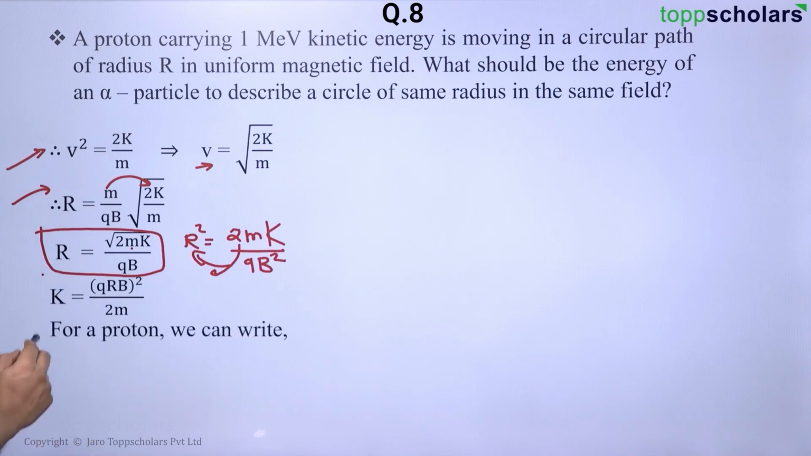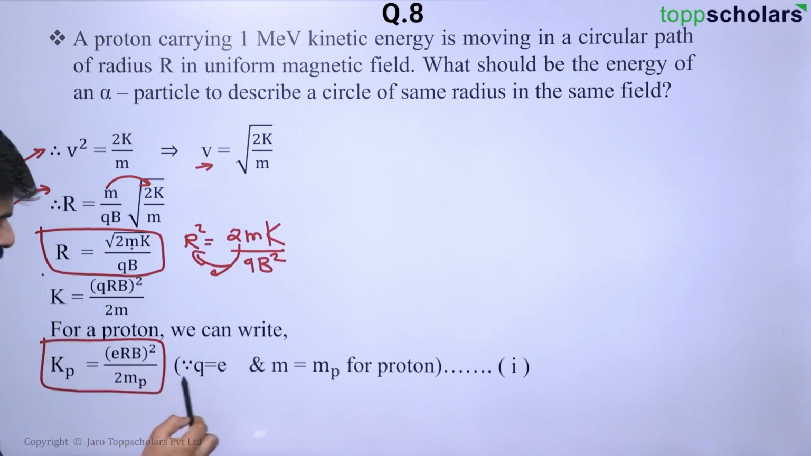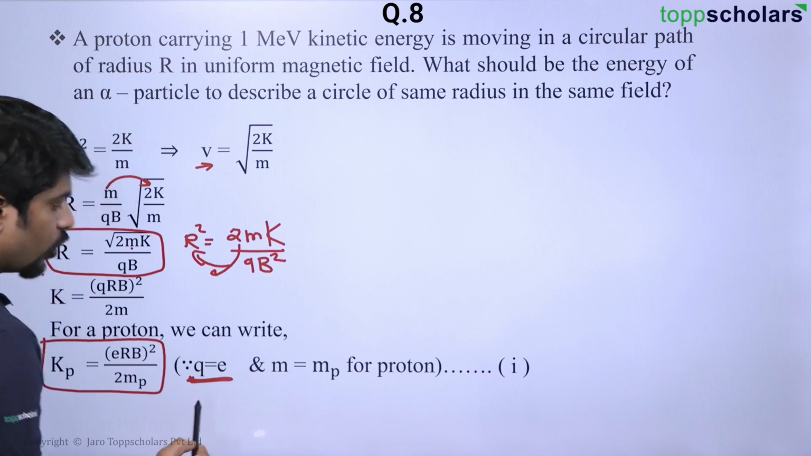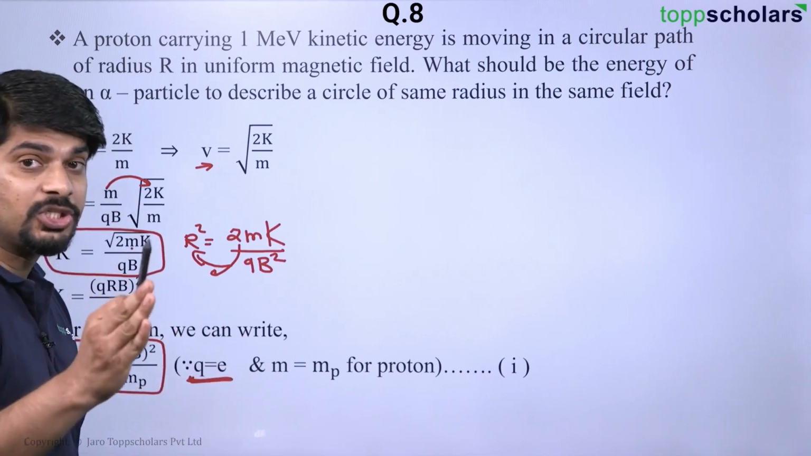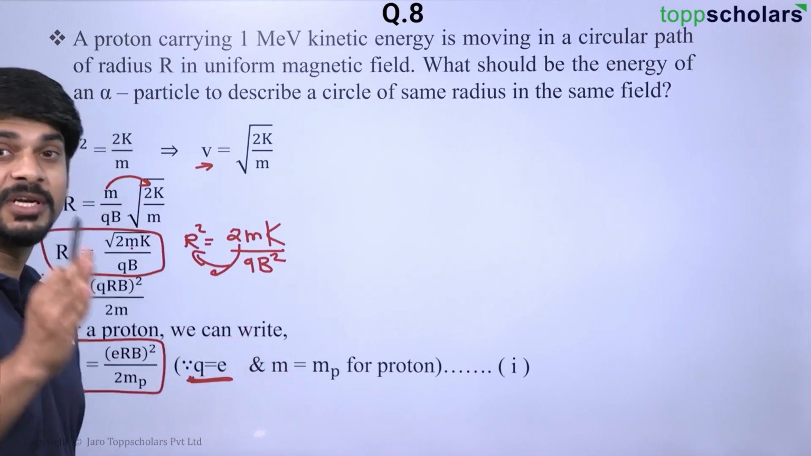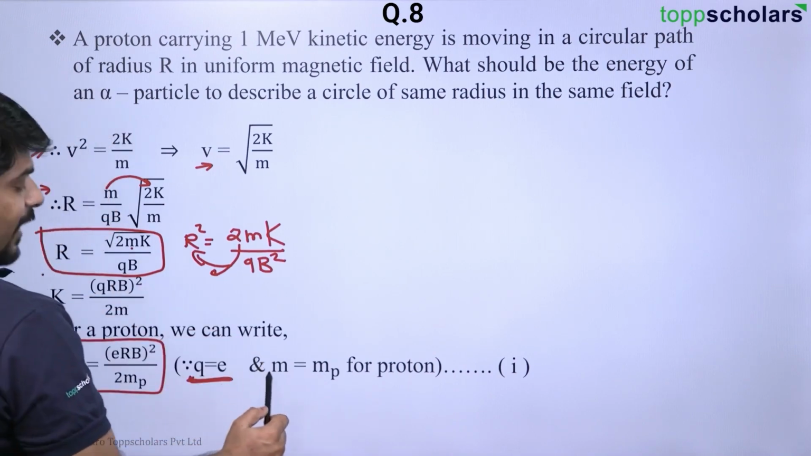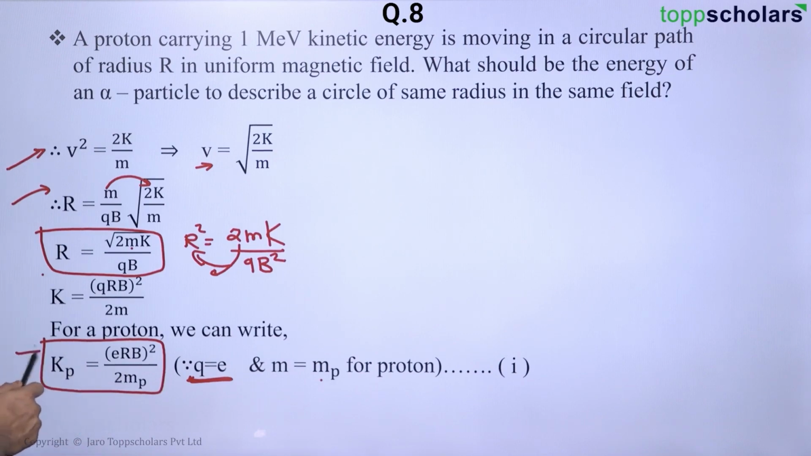Now for a proton we can write Kp, the kinetic energy of the proton, equal to (eRB) whole squared upon 2mp. It was qRB, but we have put the value of q, because we know that proton is positively charged with the charge e, that is 1.6 into 10 raised to minus 19 coulomb, positive. And m is equal to mp for proton, that is the mass of proton. So we have just put the values for proton, and this is the kinetic energy.